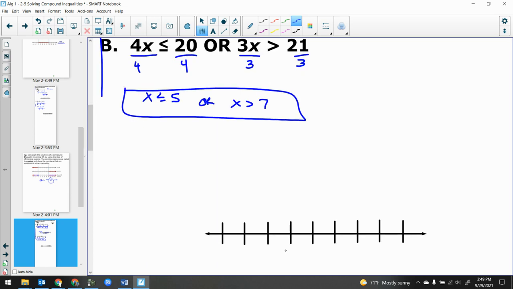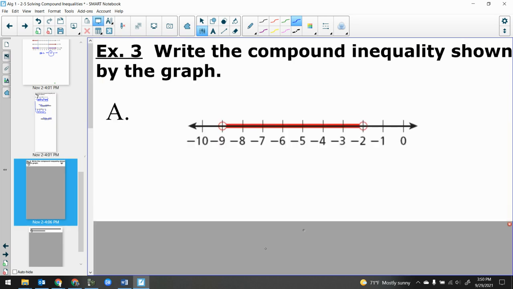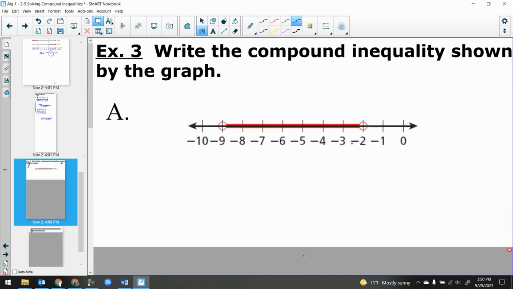And here we have, we'll go 4, 5, 6, and 7. Open circle on 7, pointing to the right. Closed circle on 5, pointing to the left. This shows, again, any number less than 5 or bigger than 7 would be a solution to this inequality. Okay, that's why we call them compound, multiple parts to them. All right, well, let's flip it around. Let's now give the graph and ask to write the inequality.